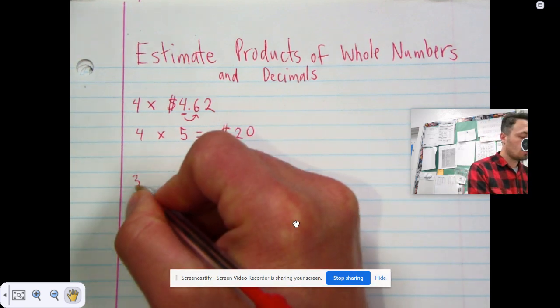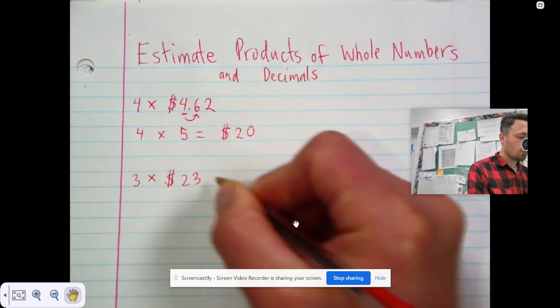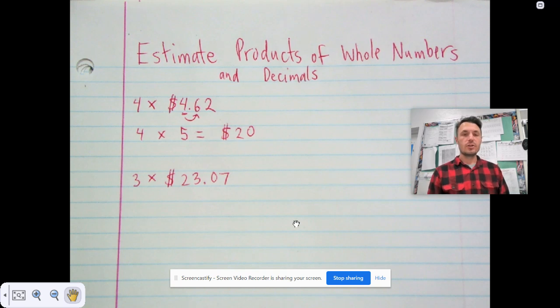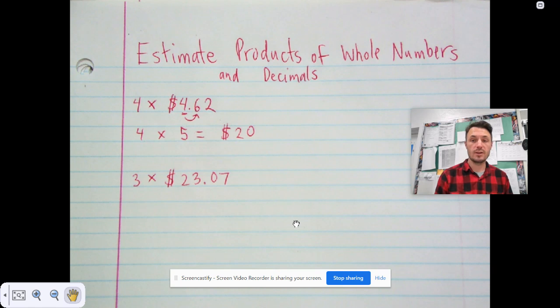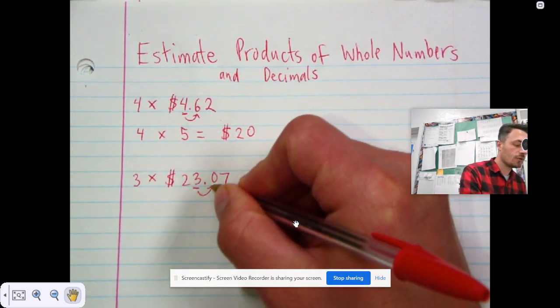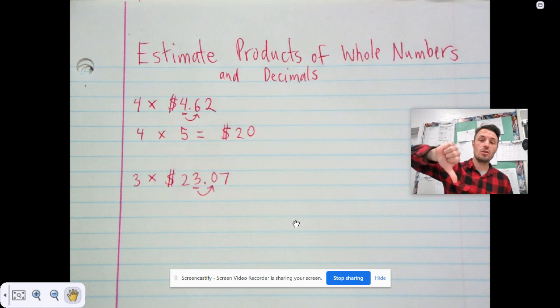Let's do another one. Let's do another money one. Let's do 3 times $23.07. So we're rounding the decimal number to the nearest ones place. So in terms of money, that's rounded to the nearest dollar. And so the 3, which is in the ones place, is going to ask the 0 for a raise. Can the 0 say yes? No, because remember, anything lower than 5 always says no.